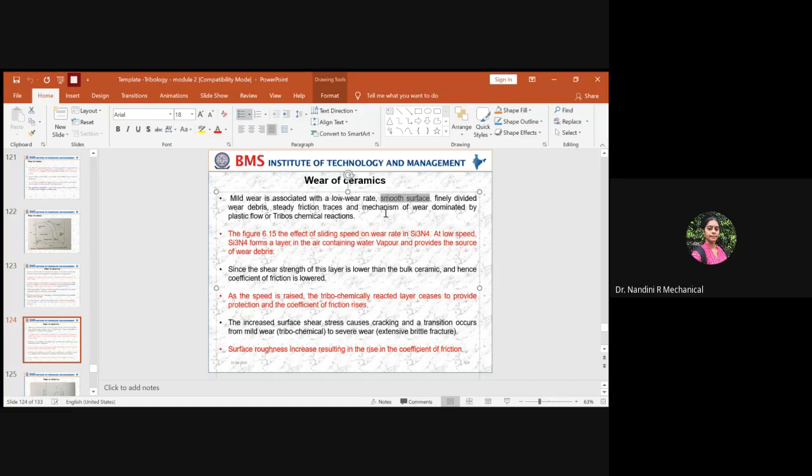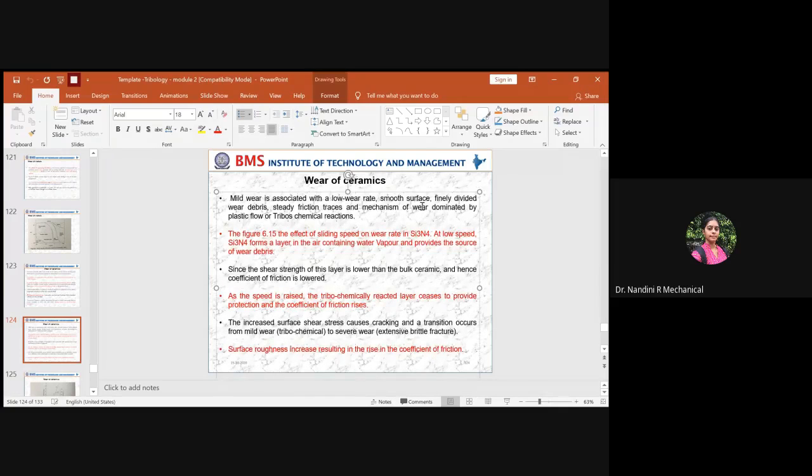There will be some asperities and it results in the formation of friction, and the mechanisms of different types of wear come into the picture, dominated by tribochemical reactions or plastic deformations. So these all come into the picture when the wear rate is more. Only when the mild wear is there, it is associated with the low wear rate. In that case, the surface is smooth. But as the wear rate increases, the asperities across the surface increase. It makes the surface not smooth. It results in the formation of a rough surface across the contact area.